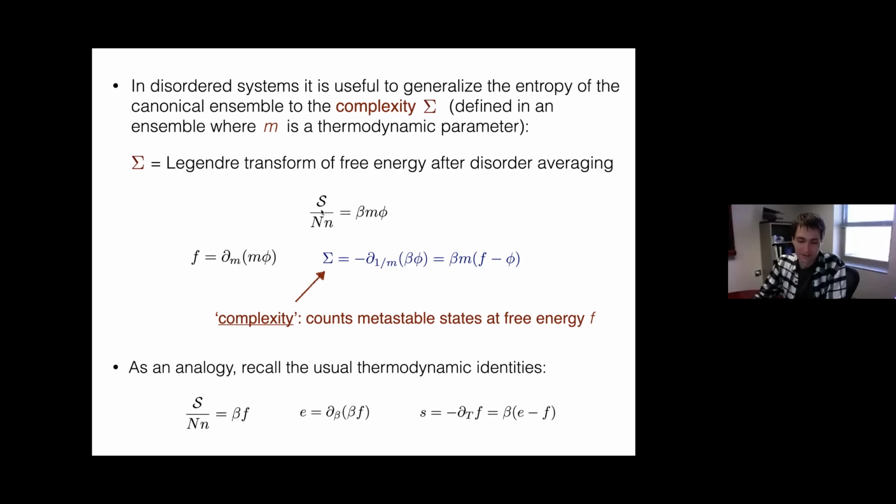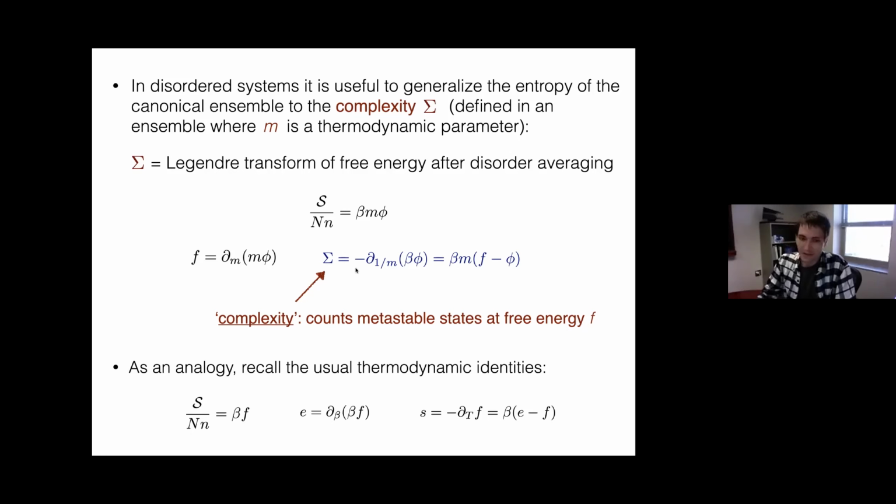Okay, so we identify some free energy or some potential phi with the on-shell action, and we compute its 1 over m derivative, and we call that the complexity. So that's an entropy-like quantity, and it counts something very physical. That's not as abstract as the words I just said. What this complexity counts is just the number of metastable states that characterize this landscape of possible glass states.